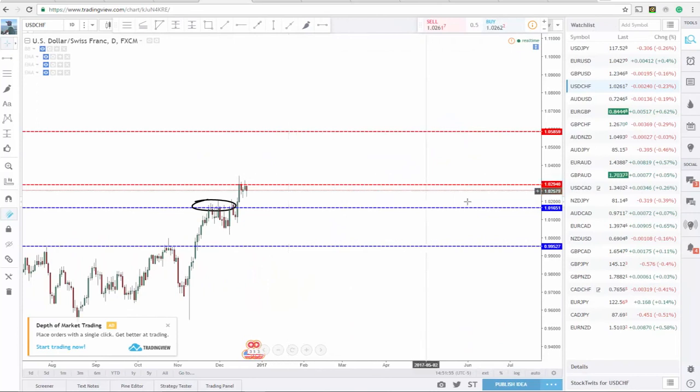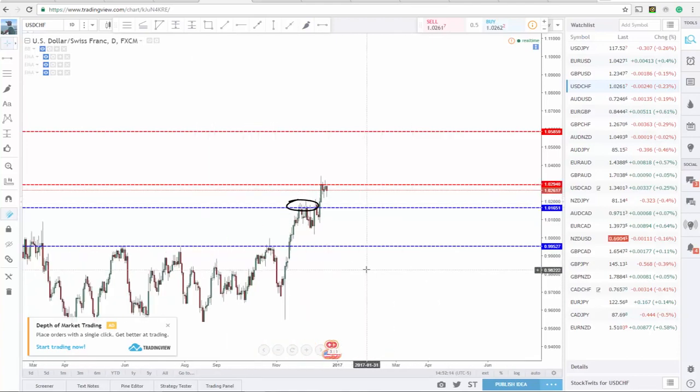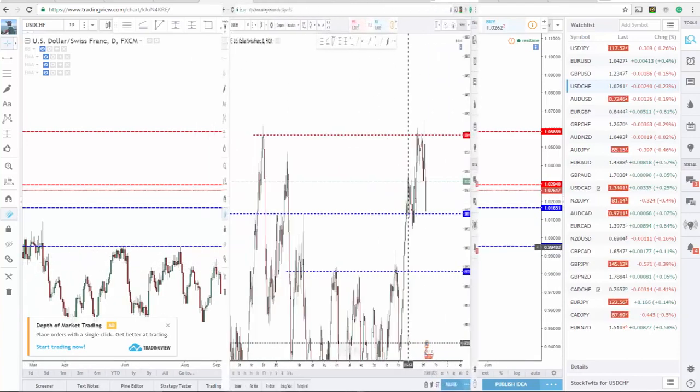So for our resistance levels on the dollar Swiss, we're looking at where the market is now for trading opportunities at 1.029s and also above that at 1.058s. We're looking at the support levels being 1.016s and 0.995s if the market does decide to come down from this present resistance level that we are at.